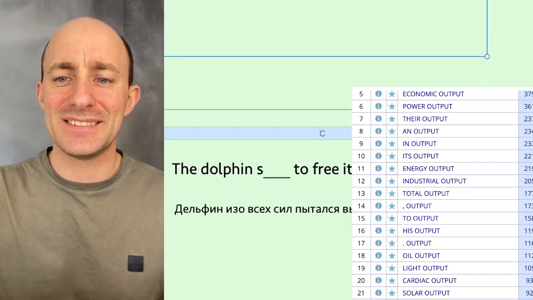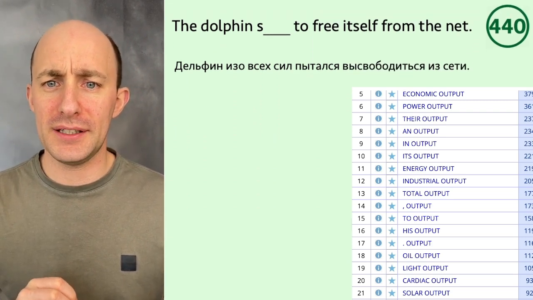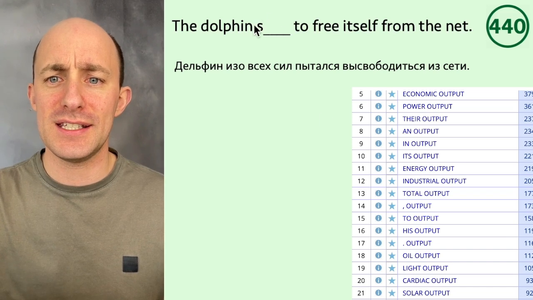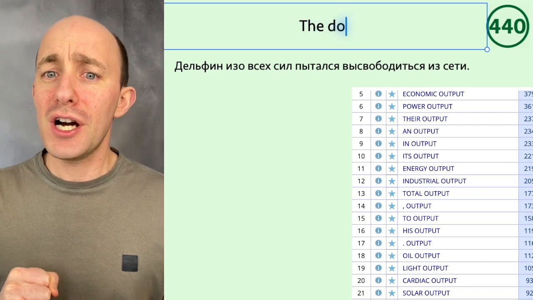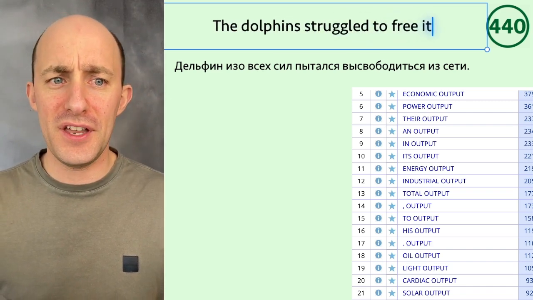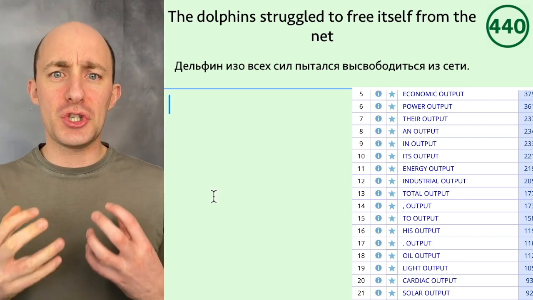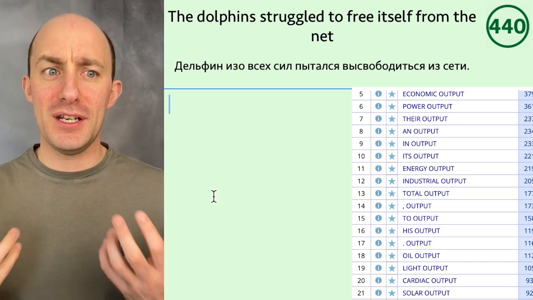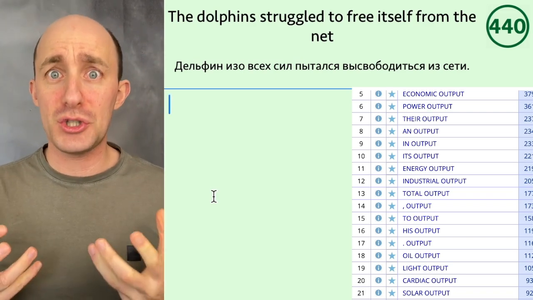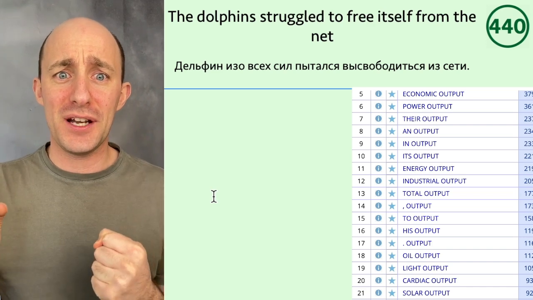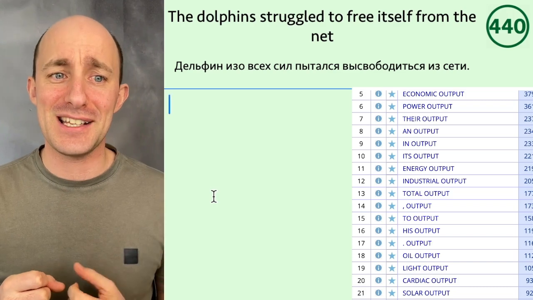And let's look at the next one. Дельфин изо всех сил пытался высвободиться из сети. The dolphin struggled to free itself from the net. So to struggle, this verb struggle, maybe it's not a nice image, but if you imagine a dolphin doing, that's what struggling looks like. Struggling is when you're изо всех сил пытаться, стараться. It's good translation.